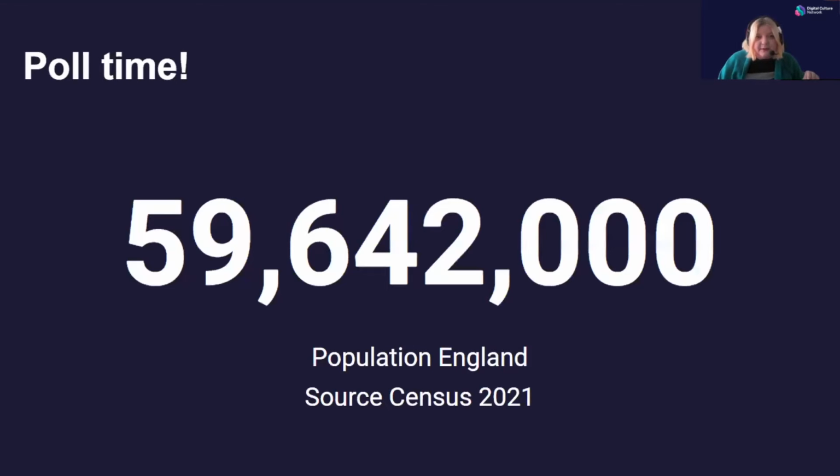I'm going to start with a little poll. This figure on the screen that you can see right now is from the 2021 census, and I just wanted to get you to have a guess about how many people in England identified themselves as disabled within that census. So close to 60 million people in the UK. We're getting some really good results. I'll just give it a few more seconds. Give your guesses. Okay, I'm going to share the results now.